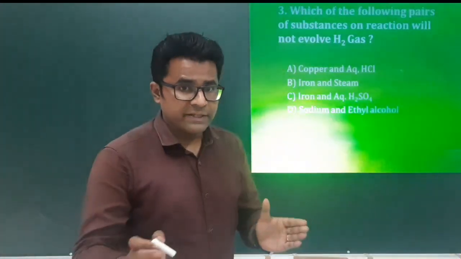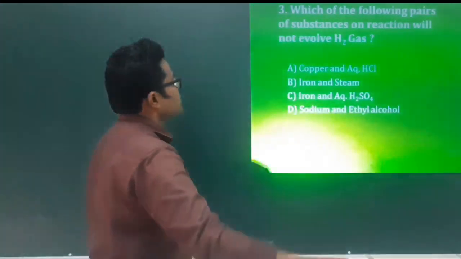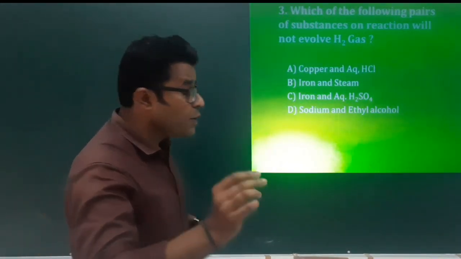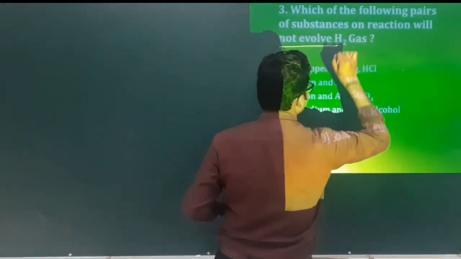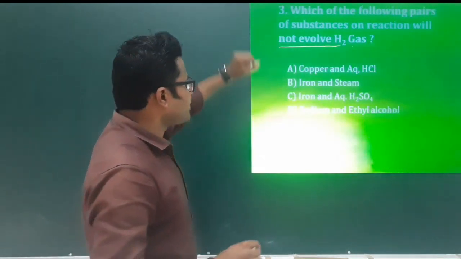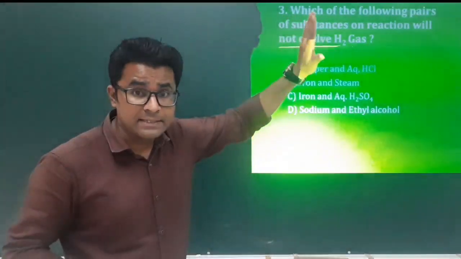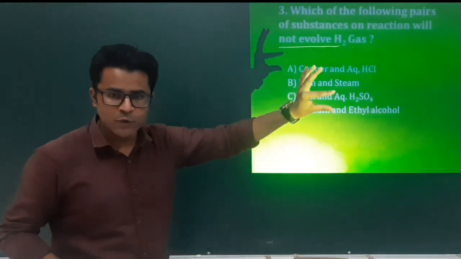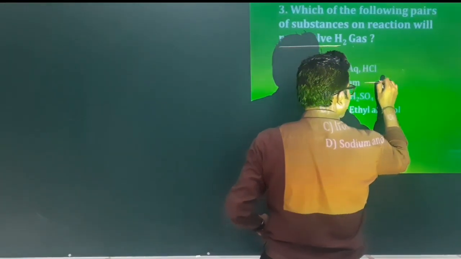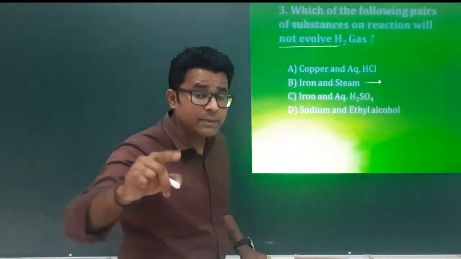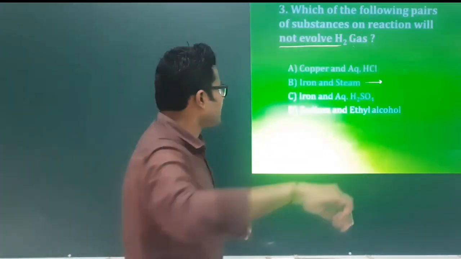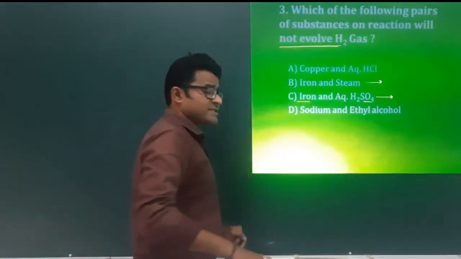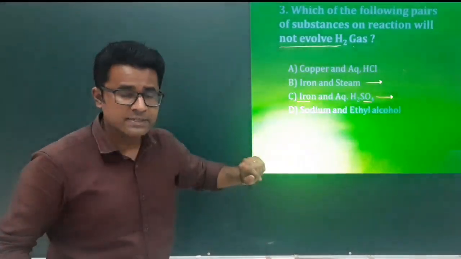Coming forward to question number 3, one of the most important questions. Which of the following pairs of substances on reaction will not evolve hydrogen gas? Here it all goes with the electrochemical series. Iron and steam are going to react to give oxide of iron along with the evolution of hydrogen gas. Similarly, this other reaction gives sulfate along with the evolution of hydrogen gas.